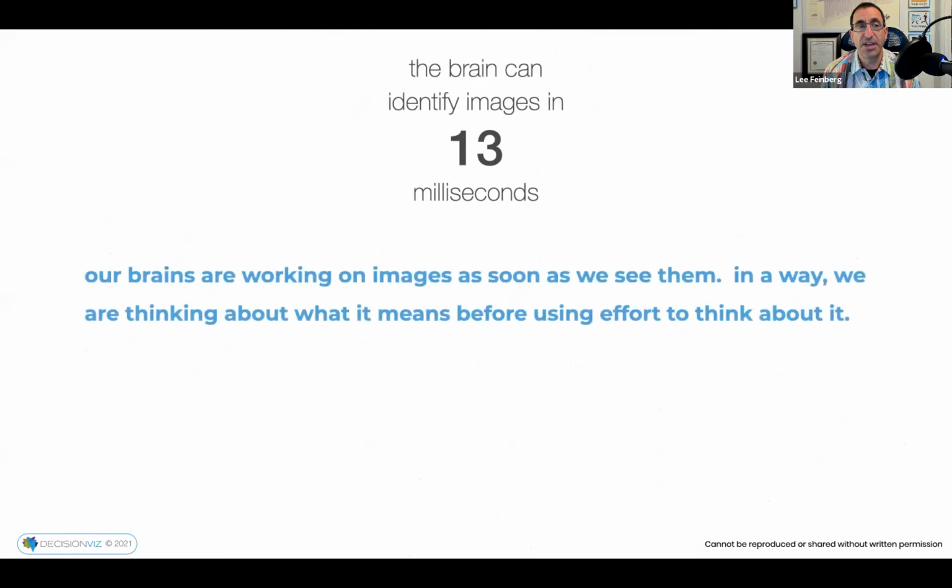And here's something I want you to think about that I think is really going to blow your mind. It still gives me a little bit of a buzz every time I think about it. So what is this? Is that your brain is working on an image as soon as you see it. So what does that mean? In an odd way, it means you're actually thinking about what it means before you're using effort to think about it.